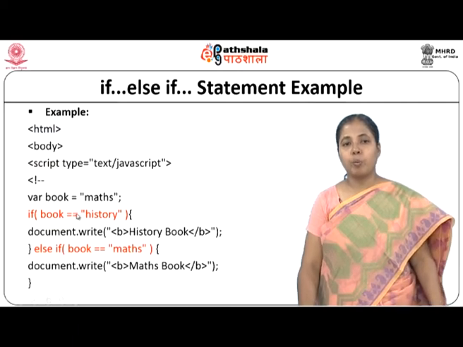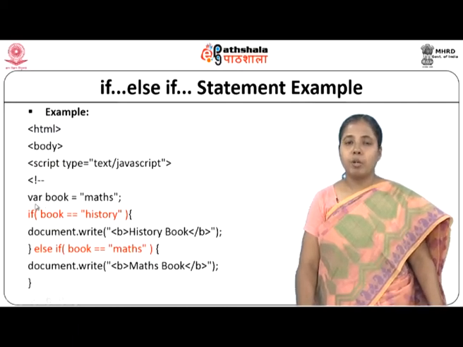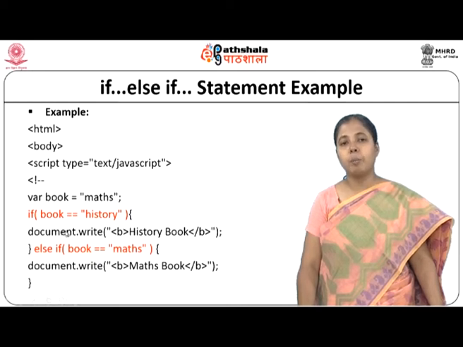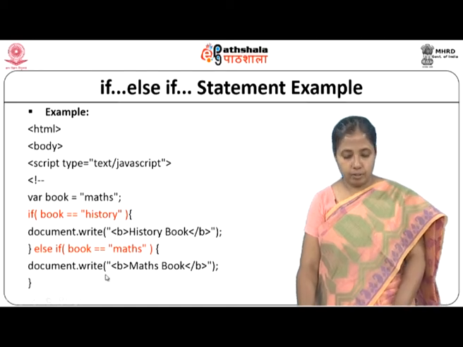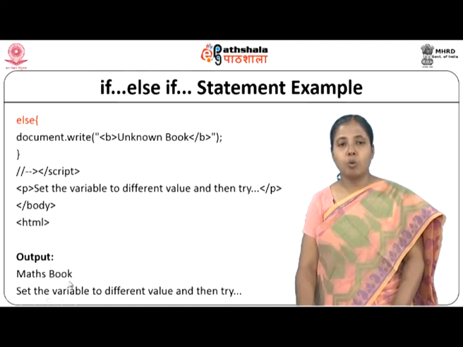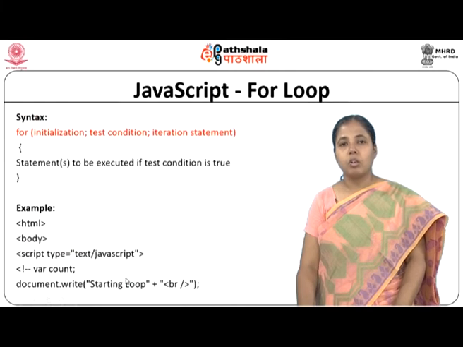So, this is an example. Here you are declaring a variable called book which takes a string value called max. You are checking if book equals history. This is not true, so this would not be printed. Else if book equals max, then the second part gets printed. So, the output would be a max book.